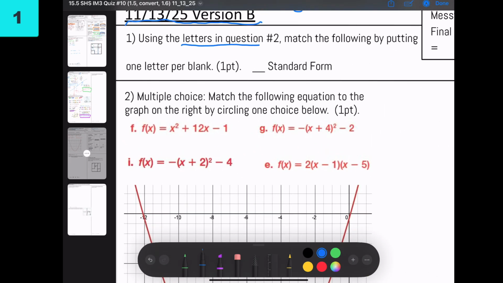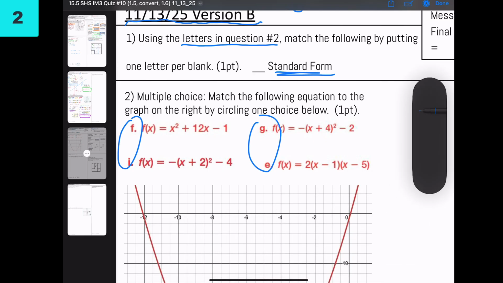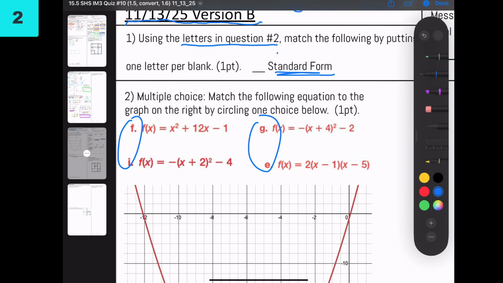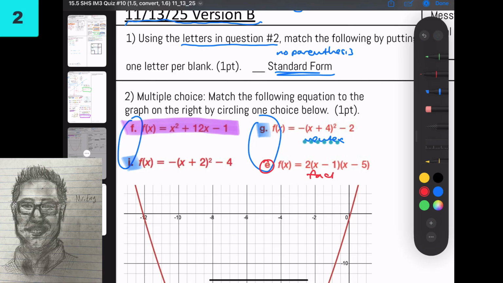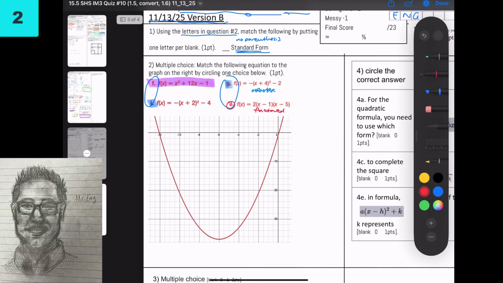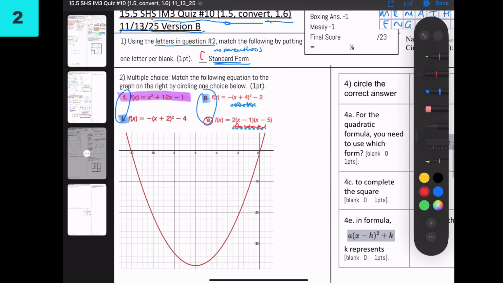Using the letters in question number 2, match the following for standard form. There's only one equation that matches standard form. Standard form has no parentheses, so the only one that we can have is F. Notice that G and F are in the vertex form because they have one set. And this one in red is the factor form because you have two of those. So F is our answer.